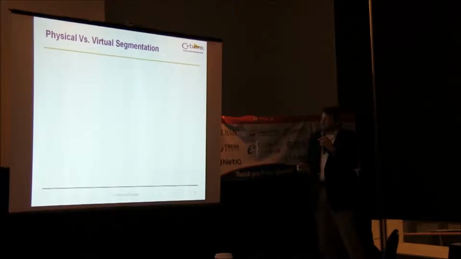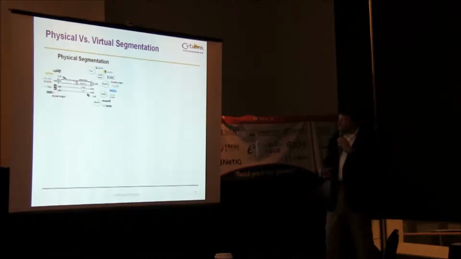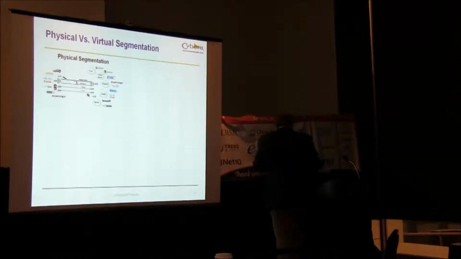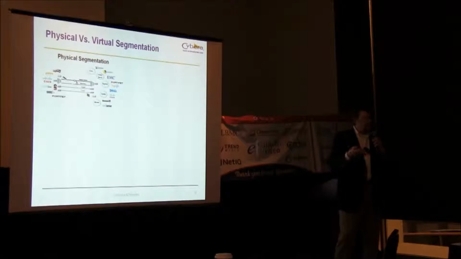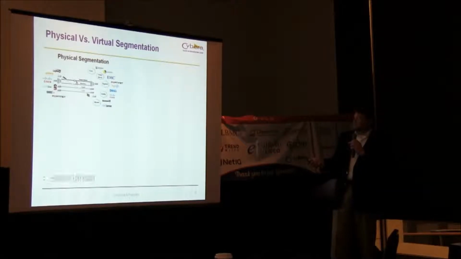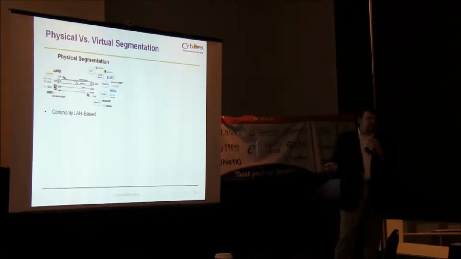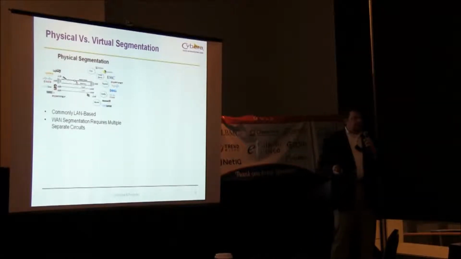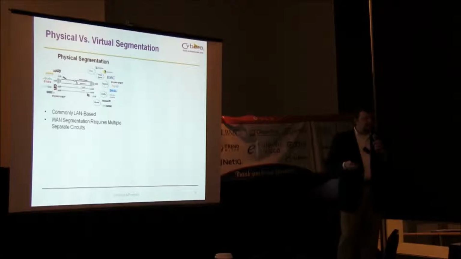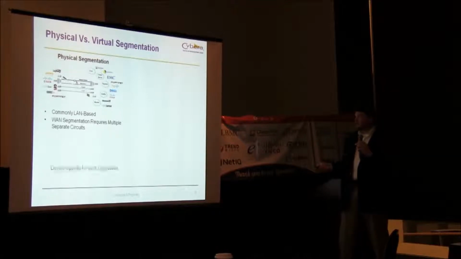So physical segmentation versus virtual segmentation. Physical segmentation is where you're actually establishing dedicated circuits and dedicated devices for each and every application or traffic subnetwork that you're creating. It's commonly LAN-based, and the WAN segmentation requires multiple separate circuits. Most business cases don't justify that. Some can for a while. As for whether it's sustainable for the long while, it's typically not.